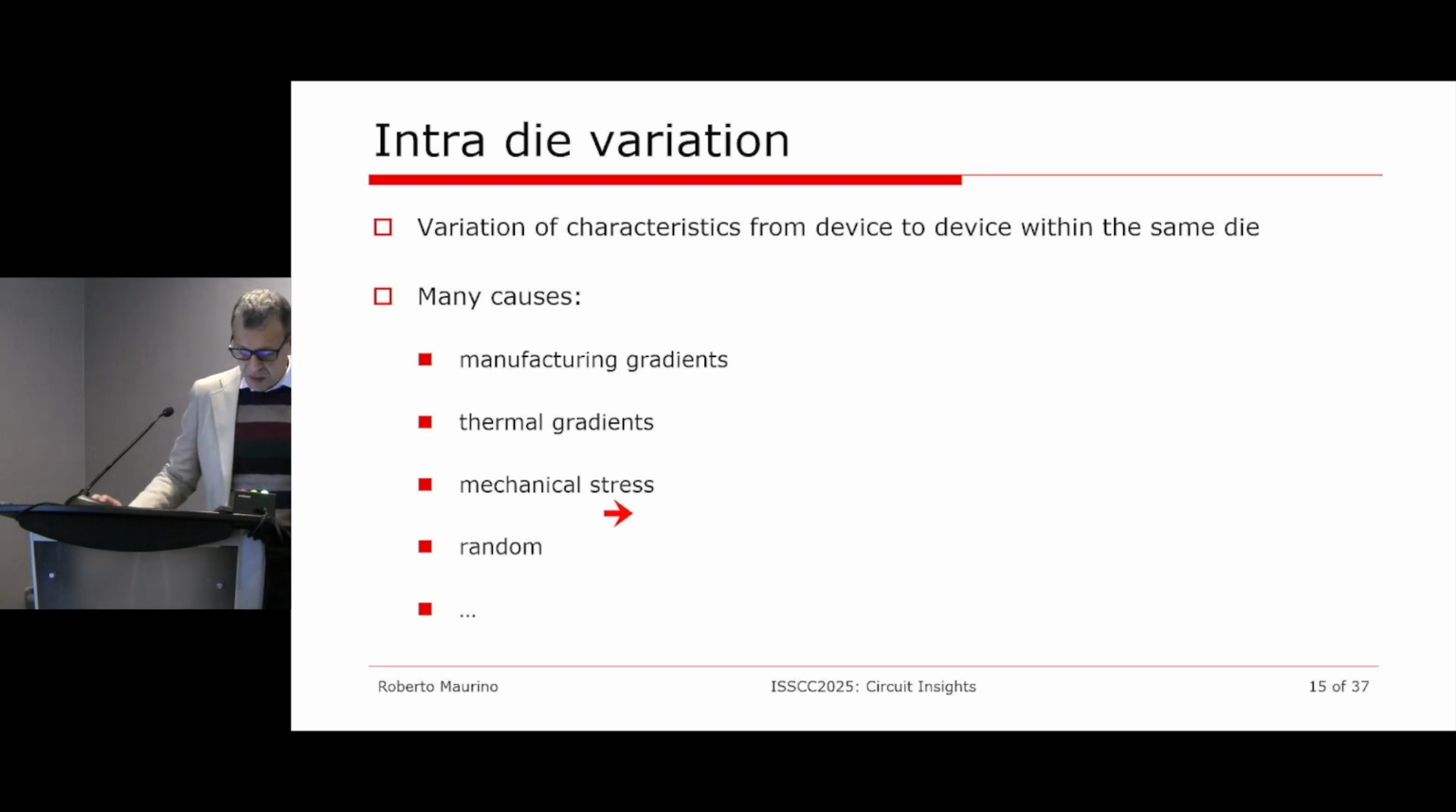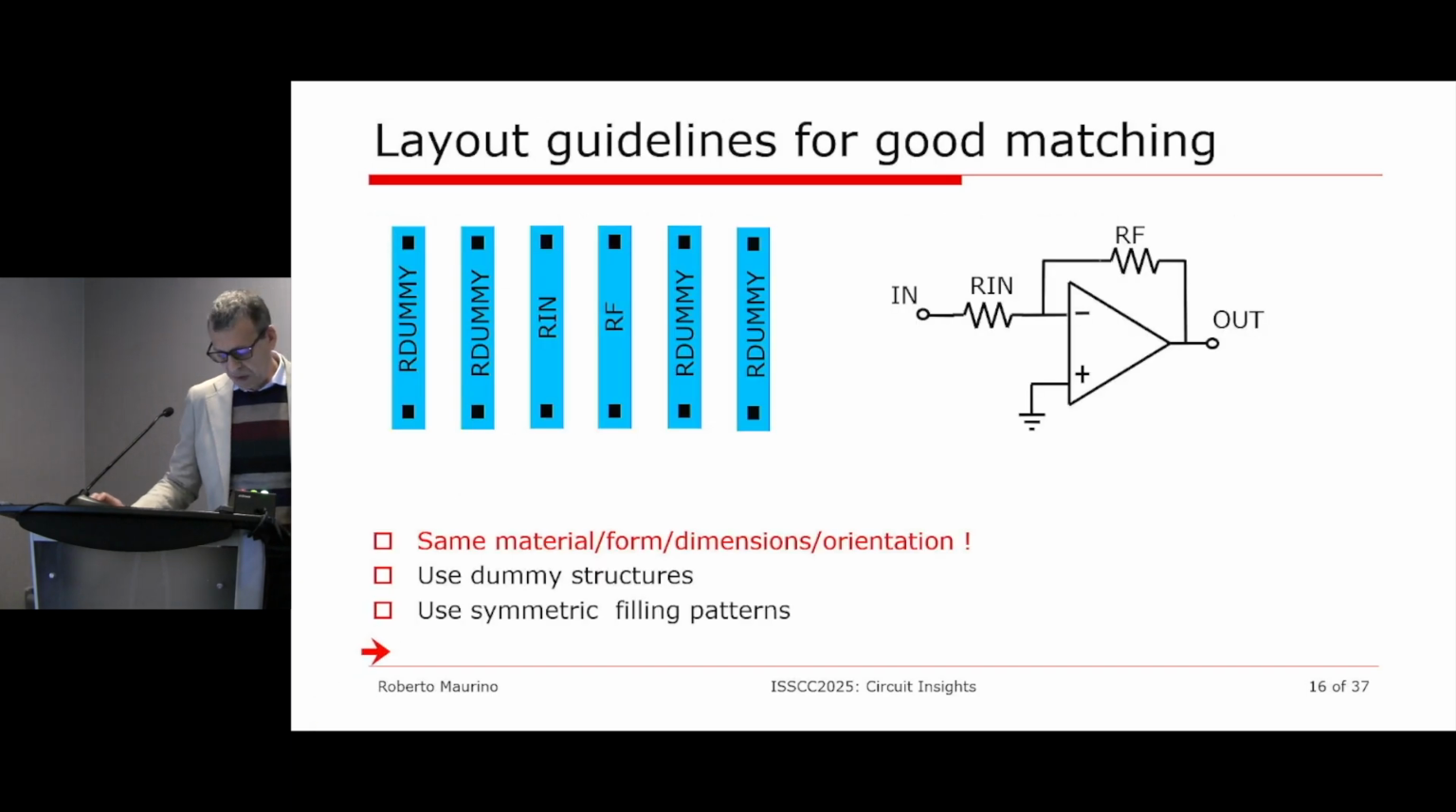And clearly, if you want to make devices match, the first thing that you want to do is to try to make them identical. In theory, you should look at them, and you should not be able to tell which one is which, right? Just by looking at them. So that means that clearly you have to use exactly the same type of material, same form, same orientation, same dimensions. And you also have to make the surrounding the same. They should look at the same surrounding.